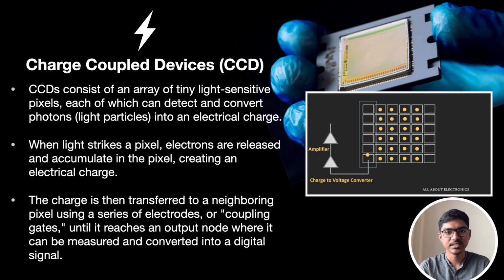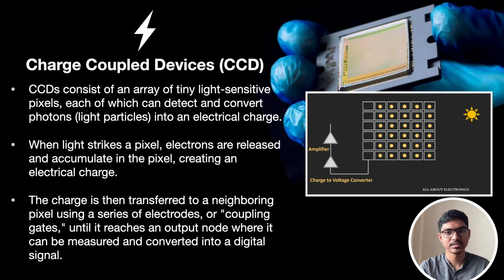Then the charge in each pixel is shifted to the adjacent pixel through a process called charge transfer. This is done by applying a voltage to the pixels in a specific sequence, causing the charge to move in a precise pattern across the CCD sensor. Once the charge has transferred to the last pixel in the row, it is shifted down to the next row and the process is repeated. This continues until the charge reaches the output node. At the output node, the charge is converted into an analog voltage signal that is amplified and then converted into a digital signal that can be processed by a computer.